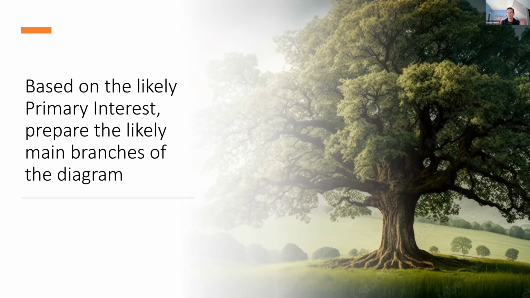And we build this model like a tree. We have main branches that stem away from that primary interest. On the left side of the board are the drivers, the causes of the challenge we're looking to solve. On the right side are the consequences, what is stemming from the problem that we're looking to solve.